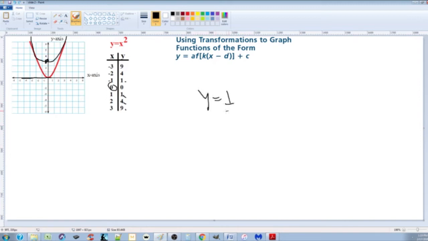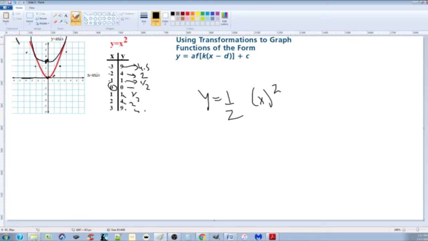Y is equal to a half, and then bracket x squared. So again, we know this is an a value because it's outside the bracket. And I simply take all my y values and multiply them by a half, or half them. So 9 becomes 4.5, 4 becomes 2, 1 becomes a half, and the same on the other side, 2 and 4.5. So if I were to plot this, I can see that it's still the same vertex. It becomes 1 and a half, so it's here. 2 and, it became 2 and 2, which is here. It became 3 and 4.5, which is about here. And the same thing on the other side. So I can just mirror it instead of figuring it out.